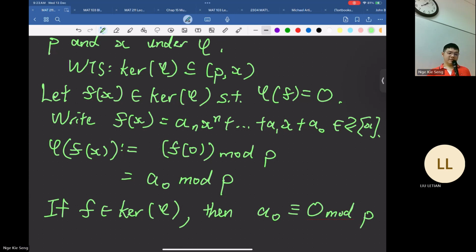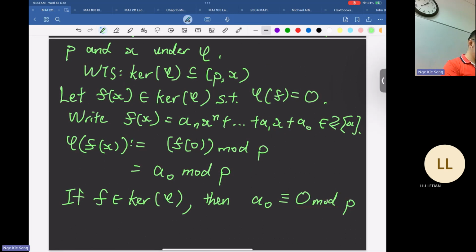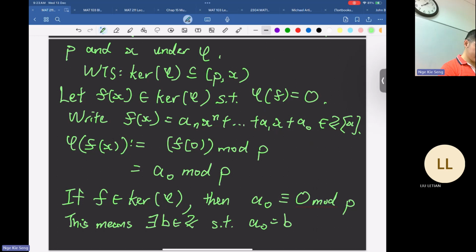Then what? A0 mod p equals what? What does this mean? This means there's this b in Z such that a0 equals b times p. Correct. A0 is divisible by p.